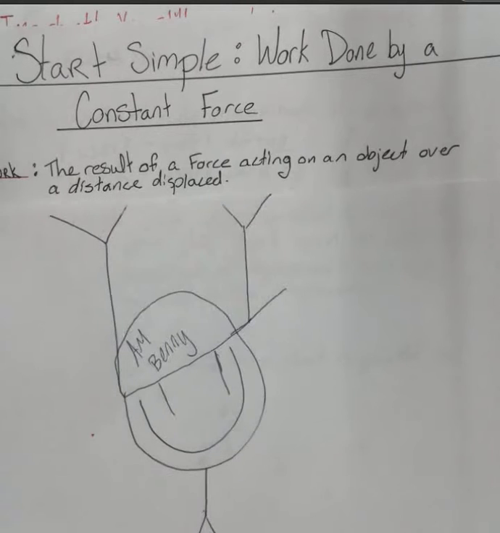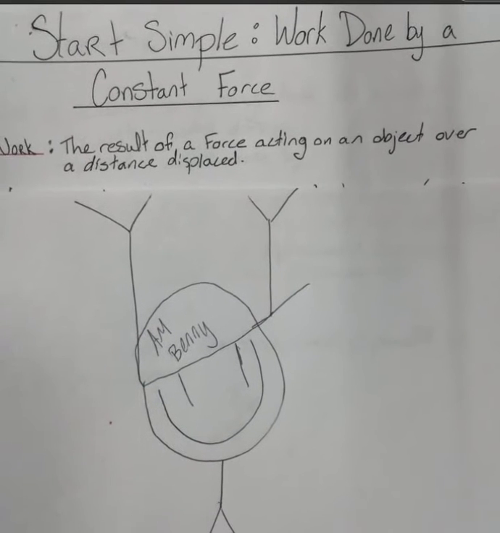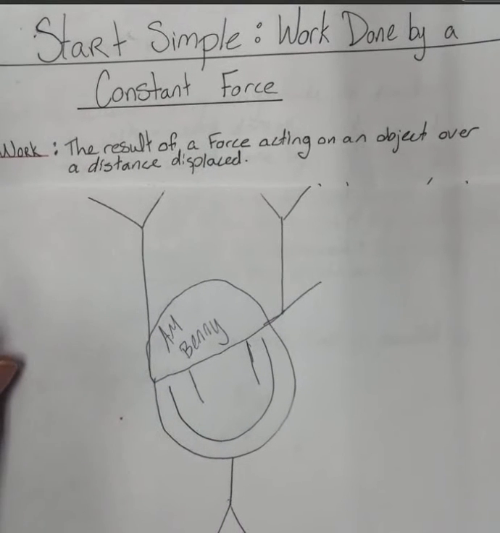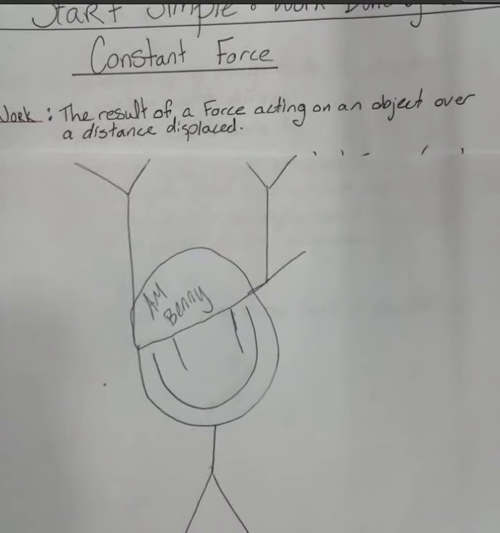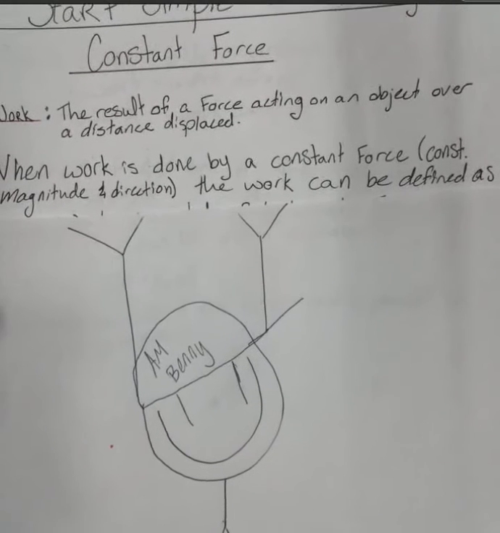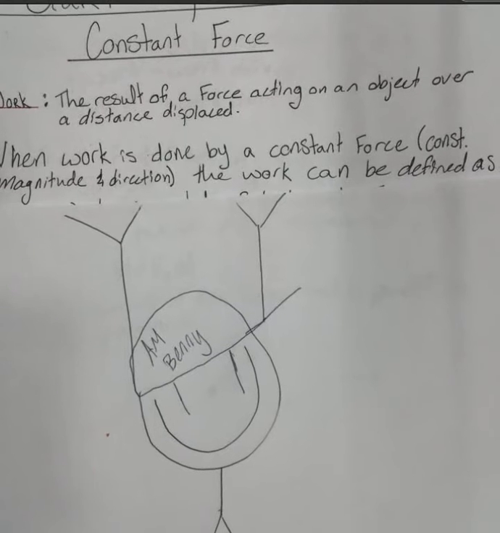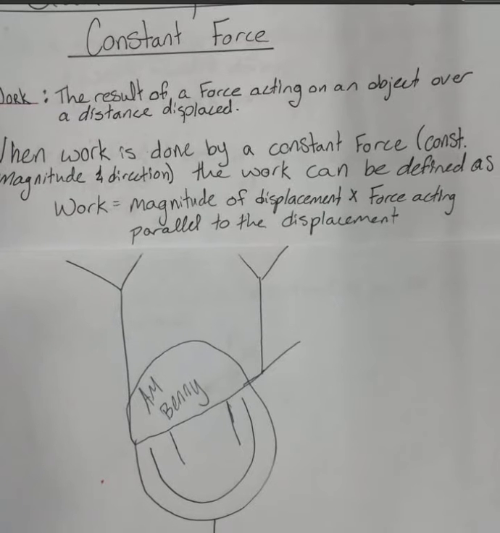I'm also going to have you recall the definition of work. Work in physics is the result of a force acting on an object over a distance displaced. So that means that an object must have a force. That force must be acting while the object is displaced, and more specifically, that force must act in the direction of the displacement. So when work is done by a constant force, both constant in magnitude and direction, the work can be defined as the magnitude of displacement, or how much it's displaced, times the force that's acting in that direction, the force that is parallel to that displacement.